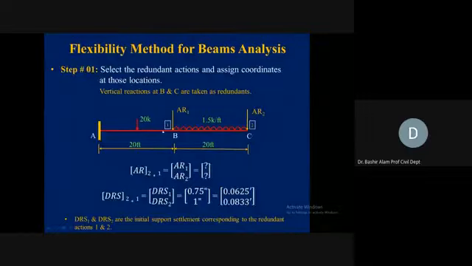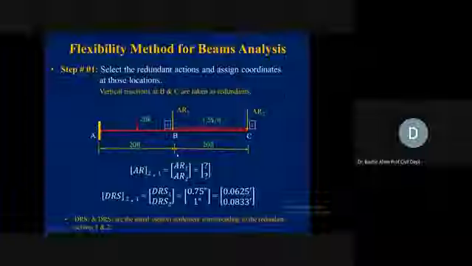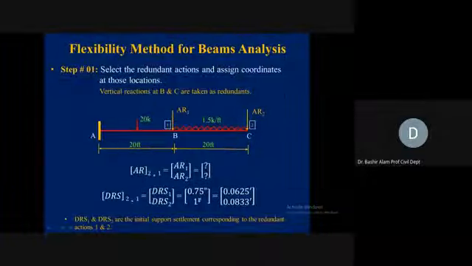Now, if you see, we are going with the same scheme now, AR1, AR2, the vertical reactions at B and C in the downward direction. Initially, we want to pick them as our redundant actions. So AR1, AR2 are becoming unknowns. Now, in this case, DRS, corresponding to AR1, we were having a displacement in the downward direction, 0.75 inch. At C, we were having a displacement of 1 inch. Those are corresponding to the AR values.